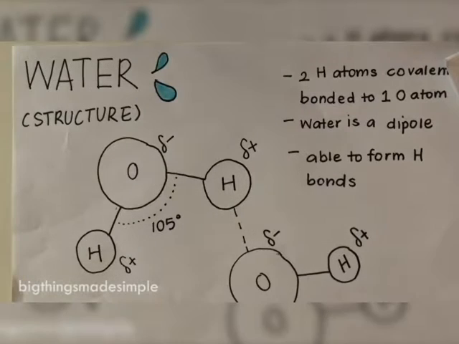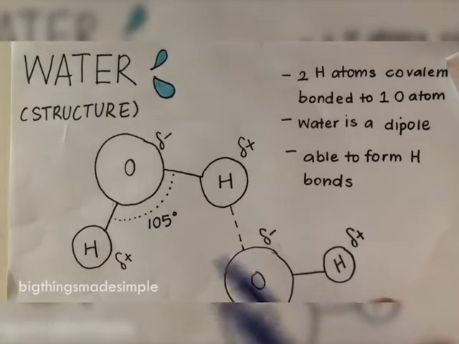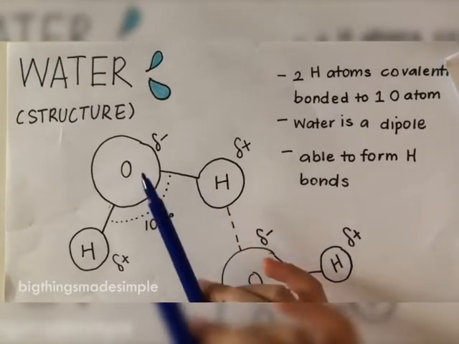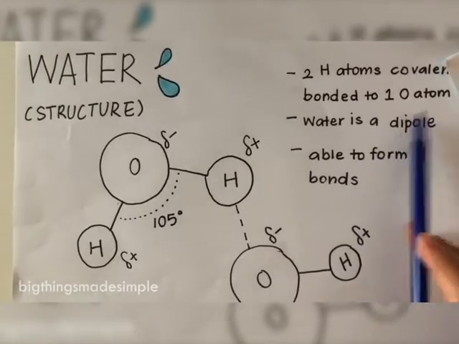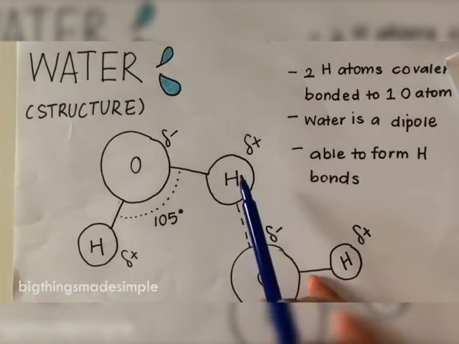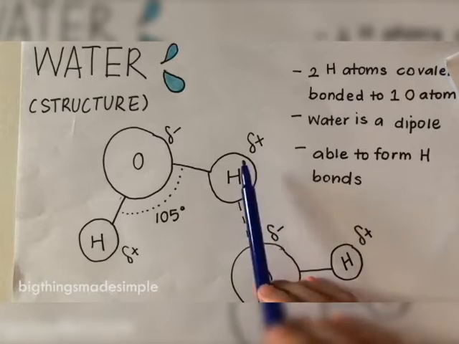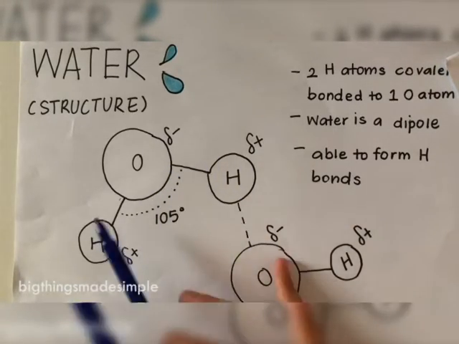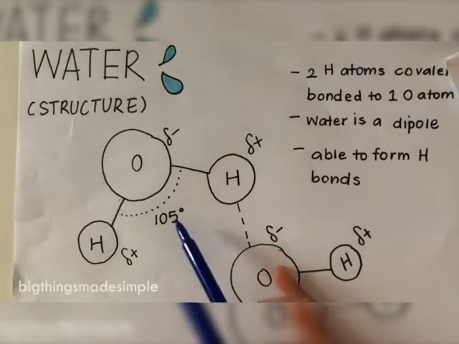Hi guys, so today I'm going to be talking about water, its structure, and its properties. So water consists of two hydrogen atoms covalently bonded to one oxygen atom. Water is a dipole molecule, which means that both its hydrogen atoms are slightly electropositive and its oxygen atom is slightly electronegative. Here I've just added that the bond angle is 105 degrees.